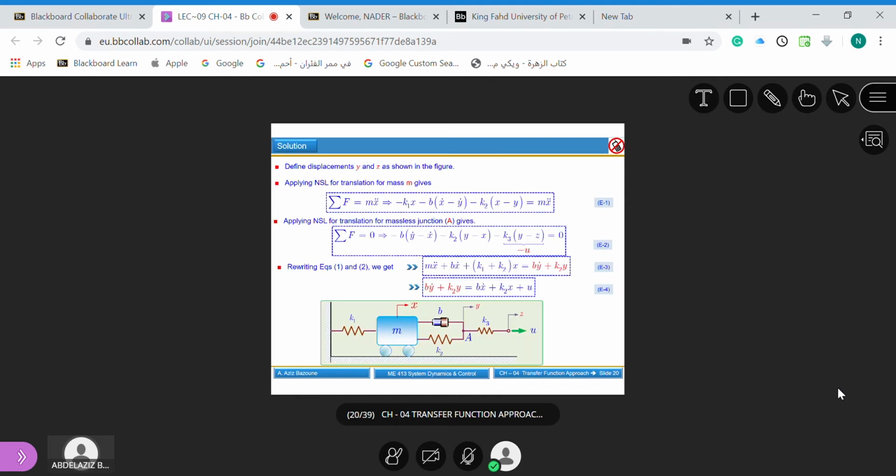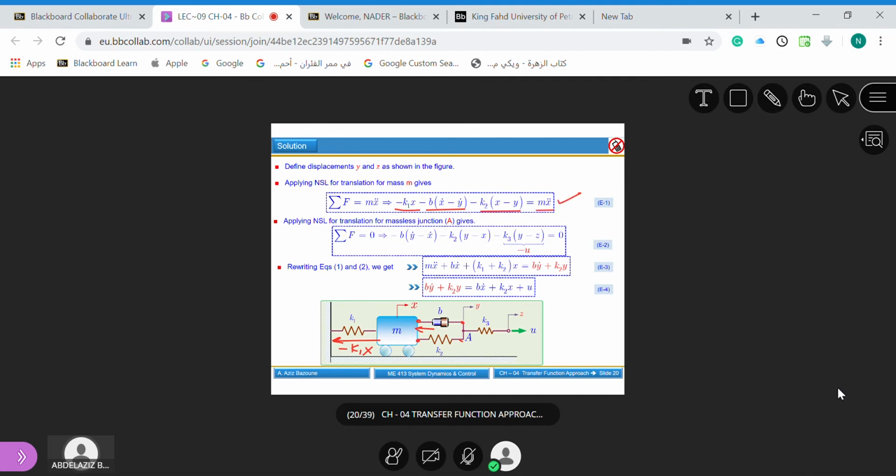So for mass M, we will have minus K1 x, the force that is coming from the first spring. The first spring is fixed on one side, so it will be minus K1 x. And then minus B(x dot minus y dot), from this side and this side. Minus K2(x minus y), from this side and this side, is equal to m x double dot.